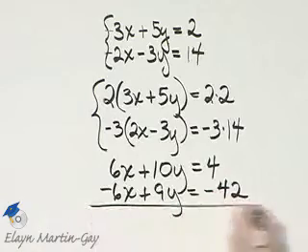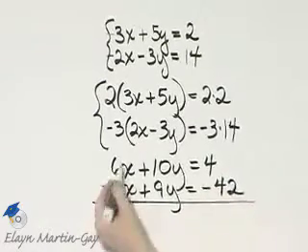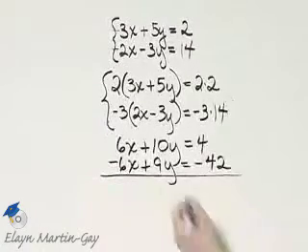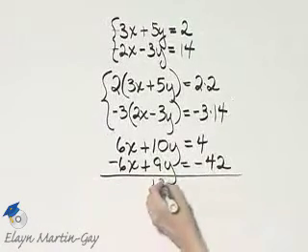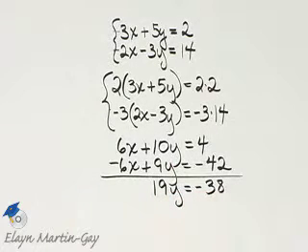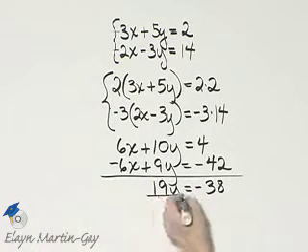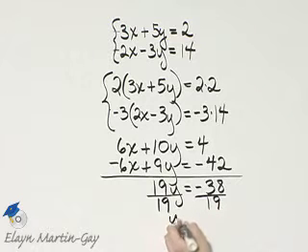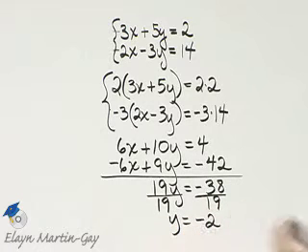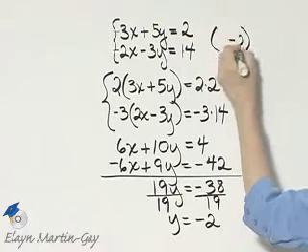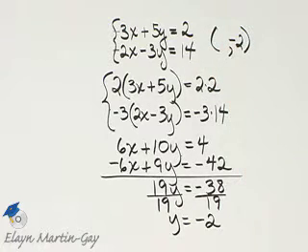Now let's go ahead and add the equations because these are opposites of each other. These x's subtract out, and I'll have 10 and 9. I'll have 19y is equal to negative 38. And now we can solve for simply y. We'll divide both sides by the coefficient of y, which is 19, and we'll have that y is negative 2. That is the y value of the ordered pair solution of the system.